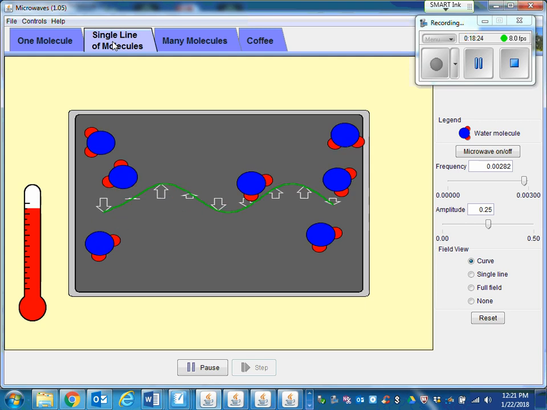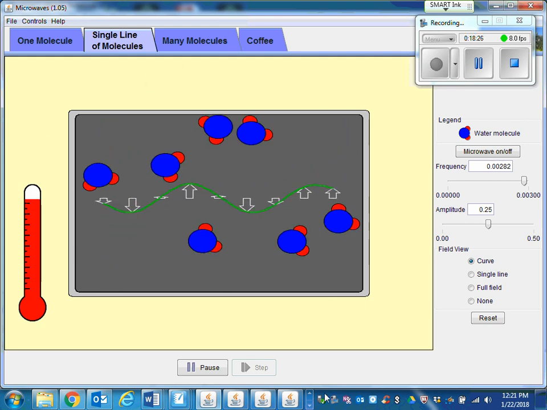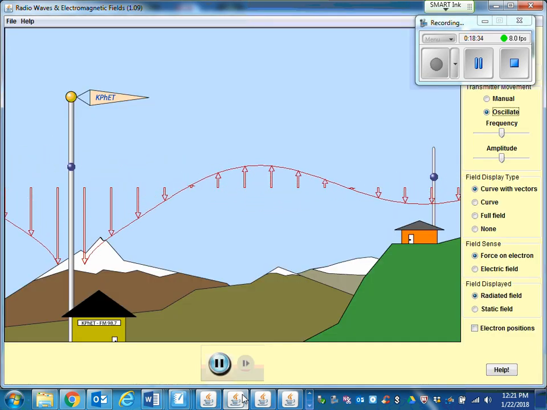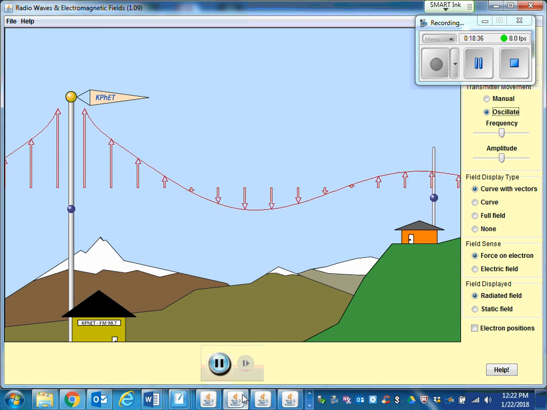Now, let's look at this one. What is this? Radio waves. So, how are you able to get a signal? Alright?